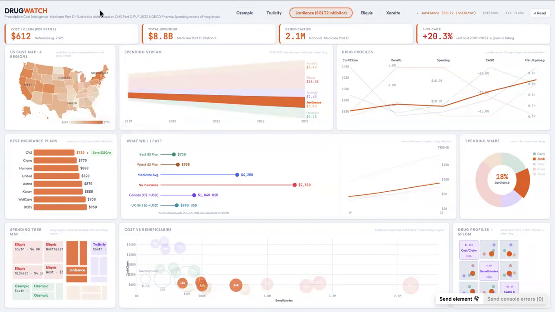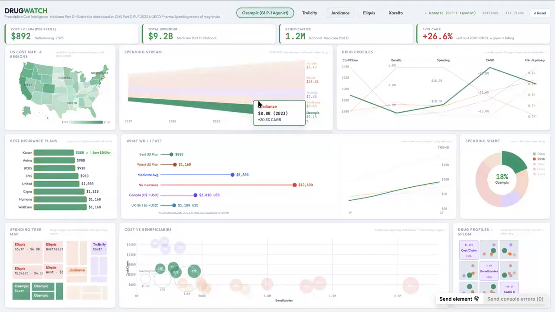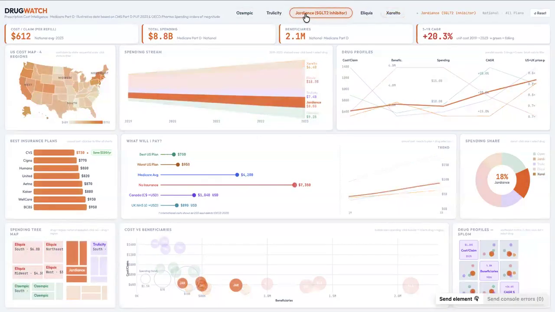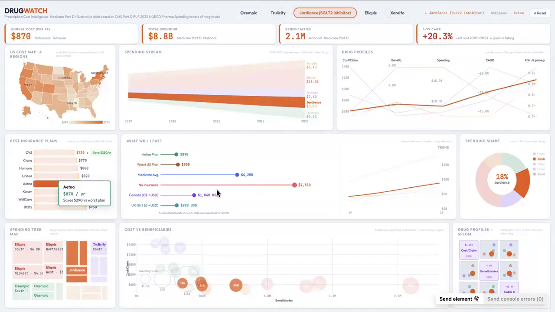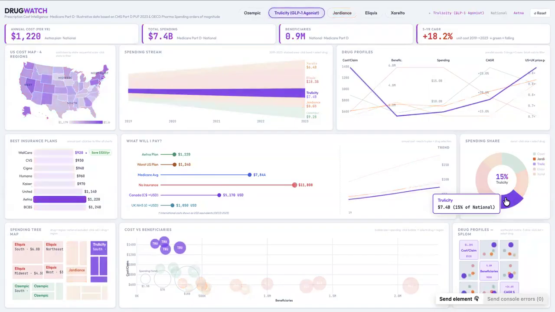Now, jumping into the dashboard overview, it consists of nine interactive visualizations organized in three rows for better visibility, all interconnected through a state management system. When you interact with any element, like clicking a drug pill, selecting a region, or filtering, all charts update simultaneously to reflect your selection.